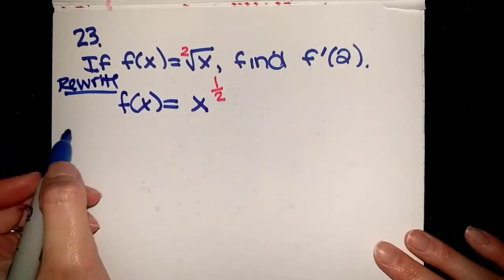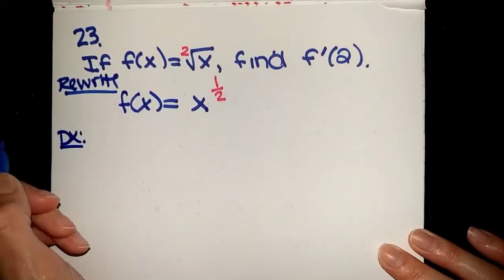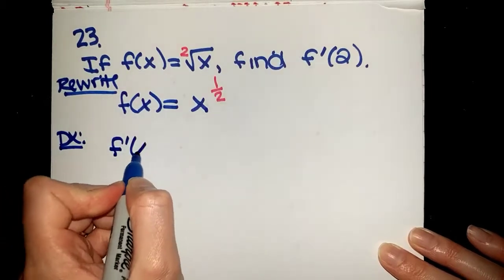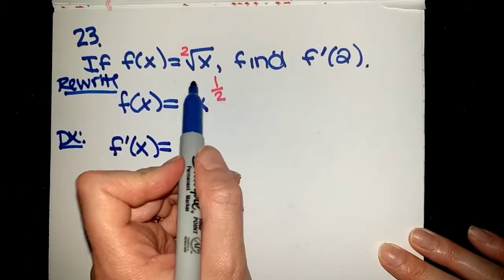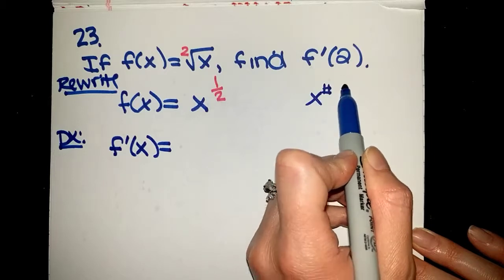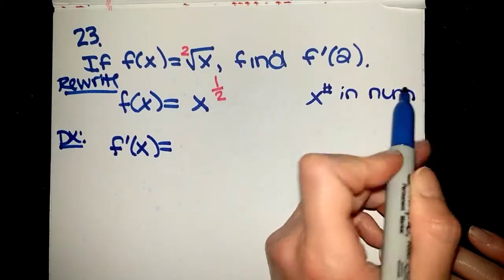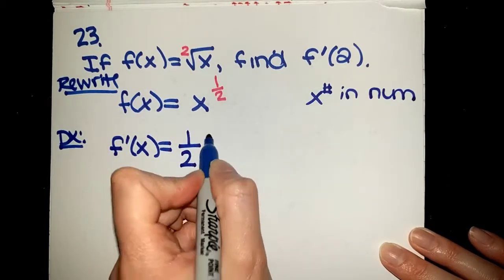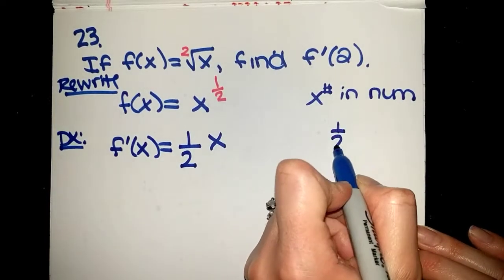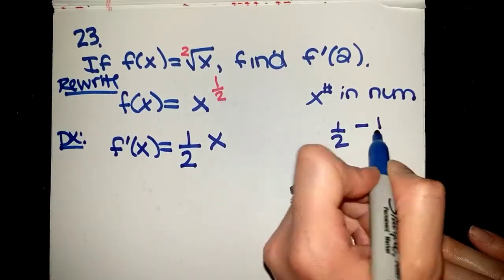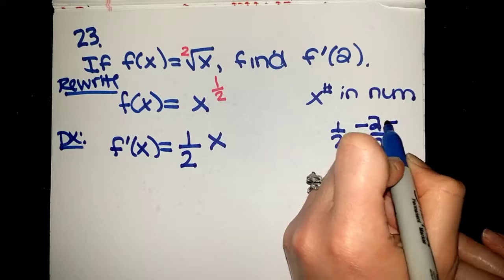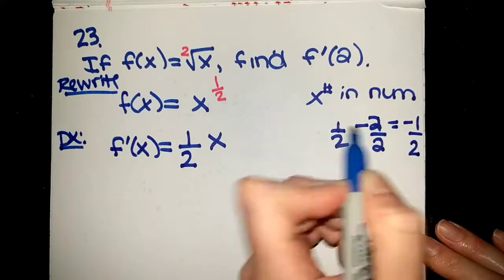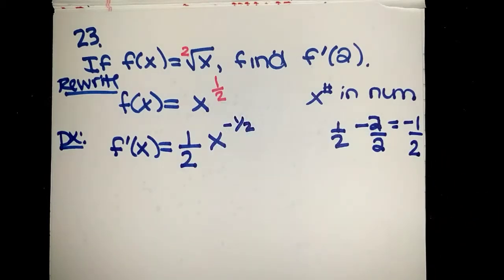Now, once I rewrite it, then I'm in the position to take the derivative. So I have that f prime of x is equal to, again, it's x to a number in the numerator, so I'm just using the power rule here. So I bring down the 1/2 and then subtract 1. So 1/2 minus 1, the minus 1 is going to be 2 over 2, so that gives us negative 1/2. Now, you are not done at that point because you've got to plug in 2.